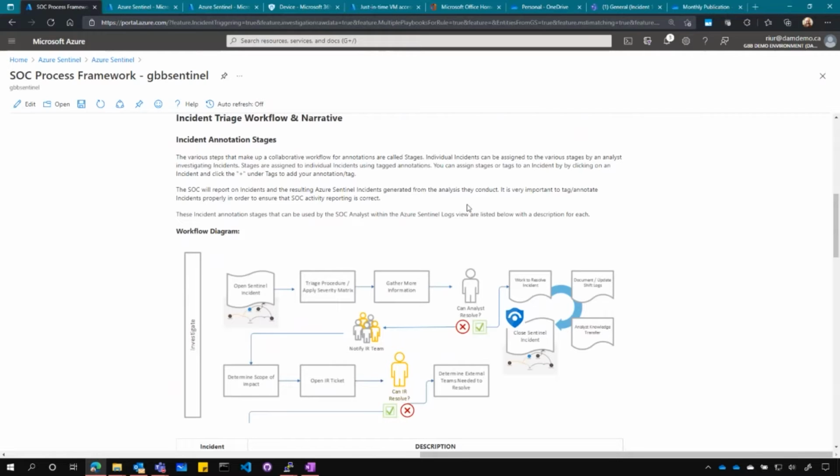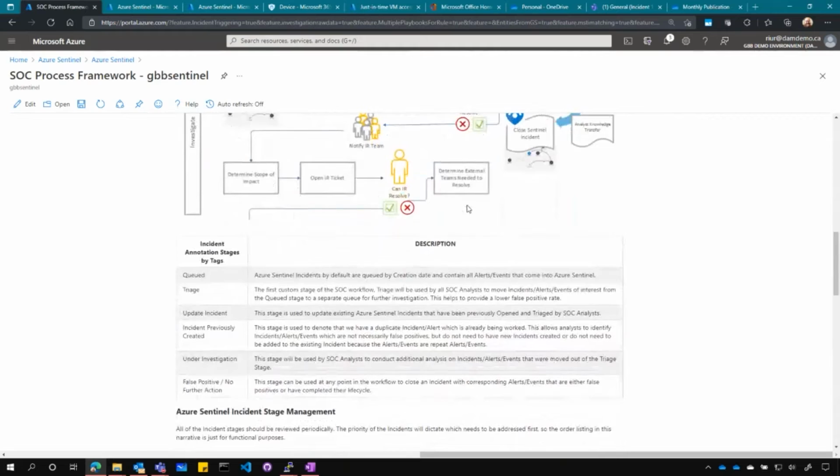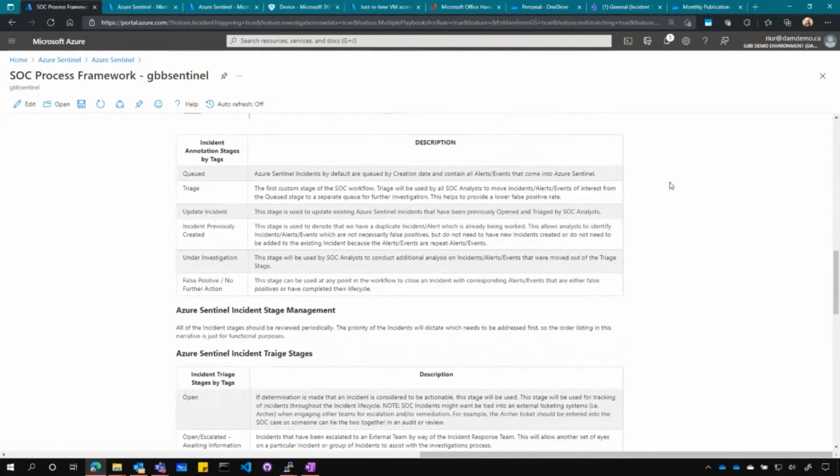So let's dive into this a little bit further. We have here a table, and in this table, we have the incident annotation stages by tags, and then we also have the incident triage stages by tags. So this allows you to understand what those tags are and what those tags mean when you see them applied to an incident inside Azure Sentinel.